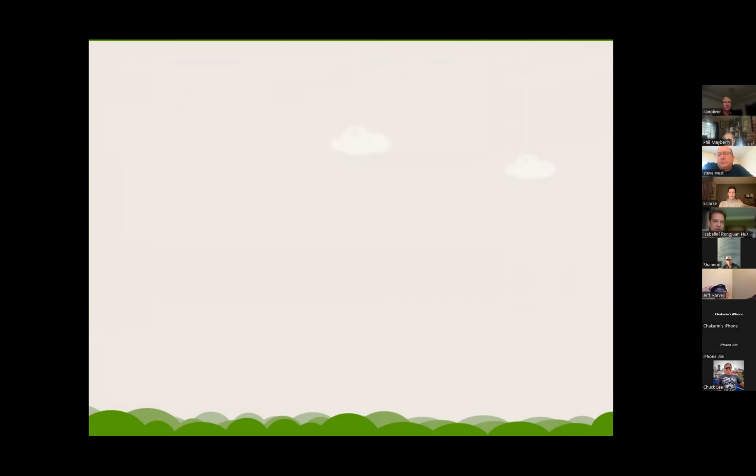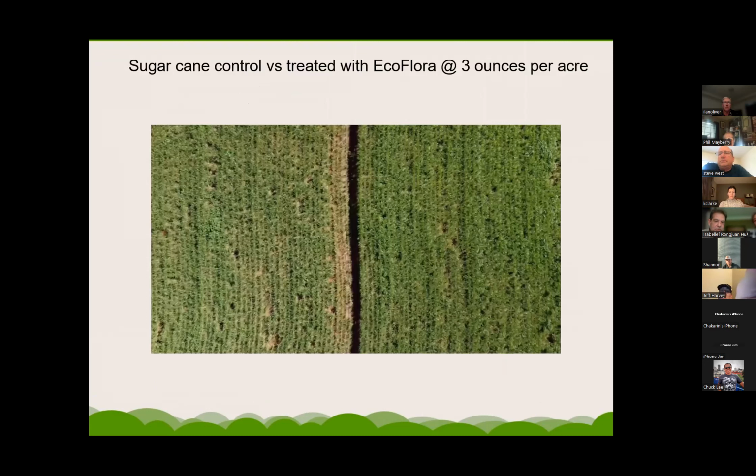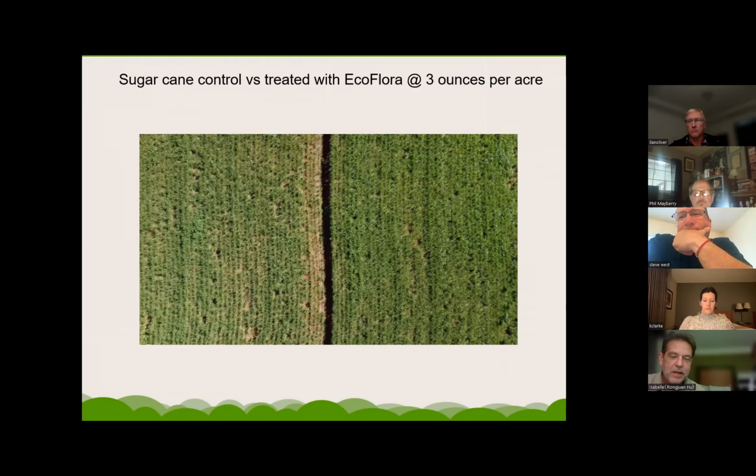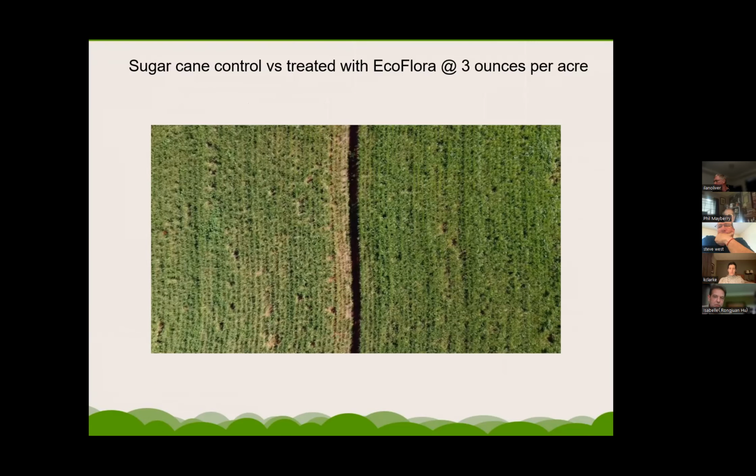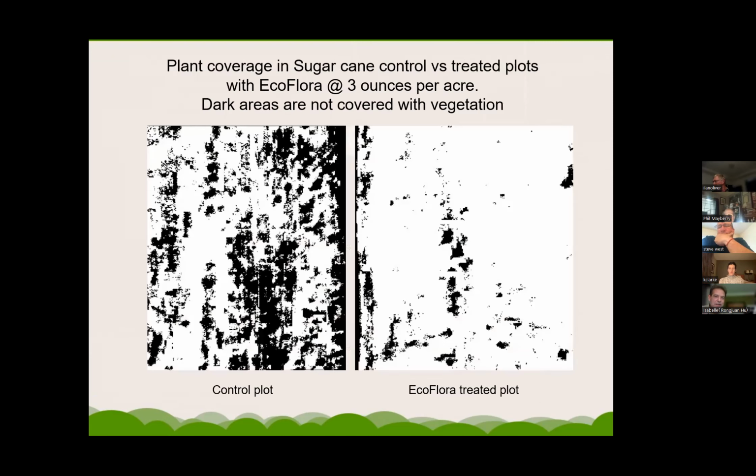And this is very interesting, drone pictures. The left side was the normal treatment of the farm. The right side is the treatment with our product. And when we use an image analysis system on the pictures, this is what we got. The dark part is the place where you don't have plants. And you can see in the control a very significant difference in the coverage of growth of plants in these lands. And it has huge implications, not only in productivity.